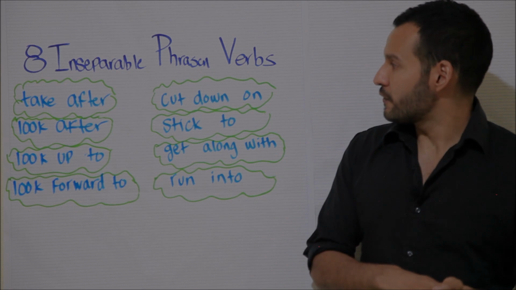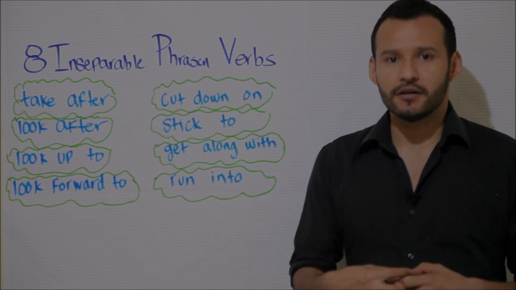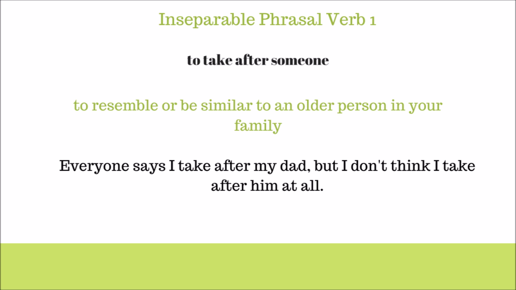So the first verb that we're going to be looking at is the verb take after. Now, to take after someone means to resemble someone either physically or in terms of your personality. And when we say someone, we're talking about an older person in your family, usually.